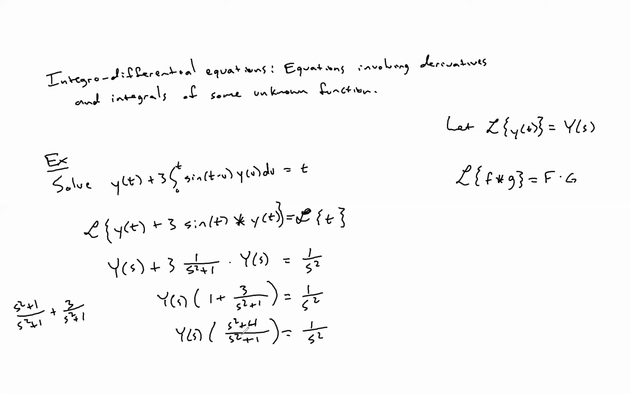Divide both sides by this, or multiply by its reciprocal, and we get Y of s equals s squared plus 1 over s squared times s squared plus 4.